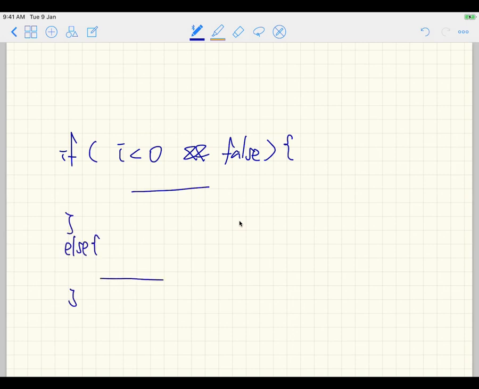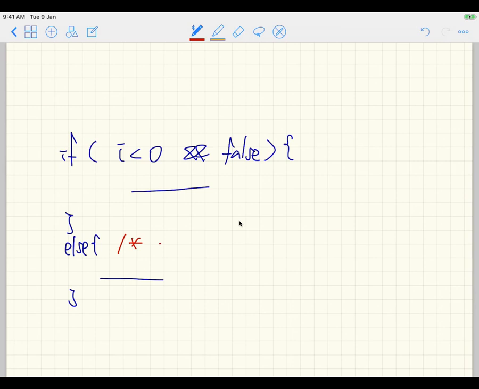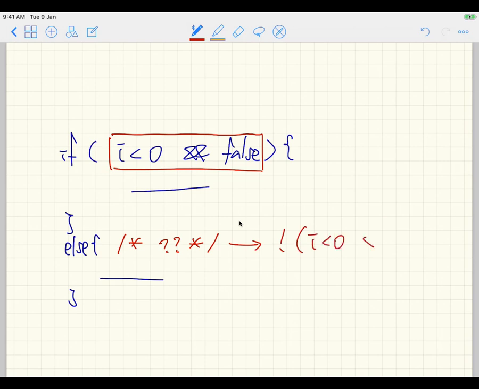Okay, let's review again. Let's say I simply don't want to simplify this directly to false. There's another way for me to see it, just applying the law we just saw. So now, what does it really mean when I go to the else branch? That means it is not the case that this evaluates to true, right? So now what we have over here is, it is not the case I less than 0 and false.